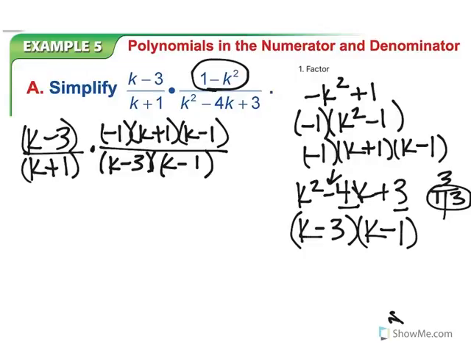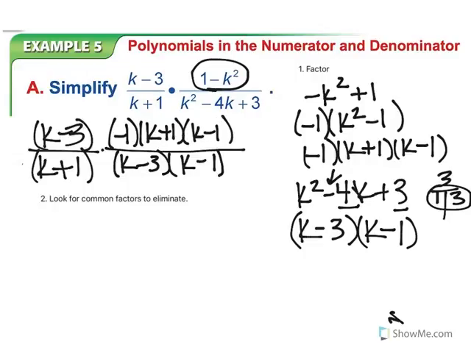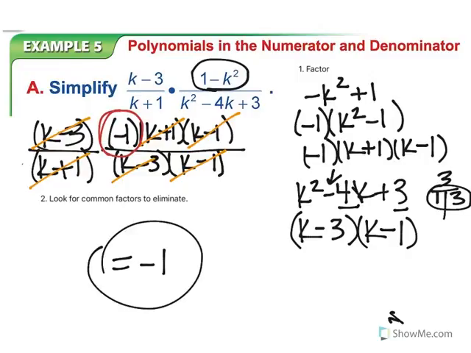Alright, so now we're going to look for common factors to eliminate. Okay, so it looks like we have a k minus 3 on top and a k minus 3 on bottom. We have a k plus 1 on top and a k plus 1 on bottom. And it looks like we have a k minus 1 and a k minus 1. So the only thing that's left is this negative 1. And that's our answer. So this is equal to negative 1.